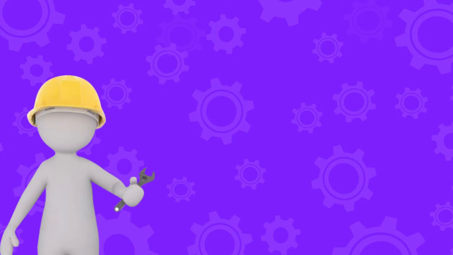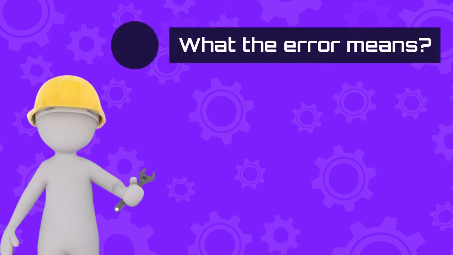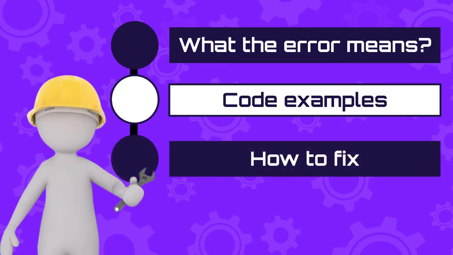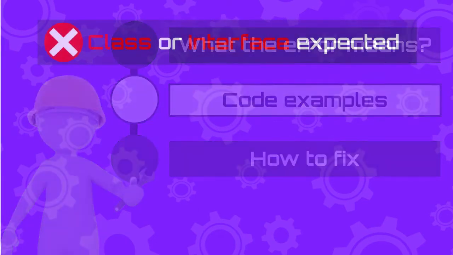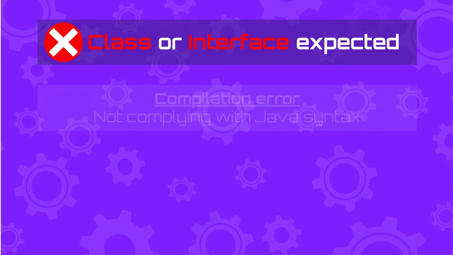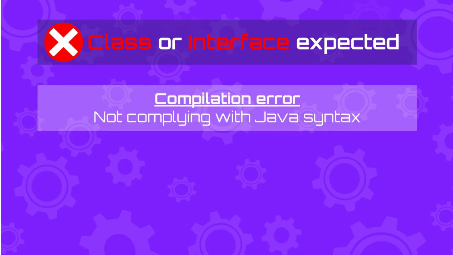In this video, I will explain what this error means, and we will see code snippets with this issue and how you can fix it. So, without further ado, let's get started. Let's start by explaining what class interface or enum expected means. It is a compilation error, which means that the code is not following the language rules, or in other words, it doesn't comply with the Java syntax.